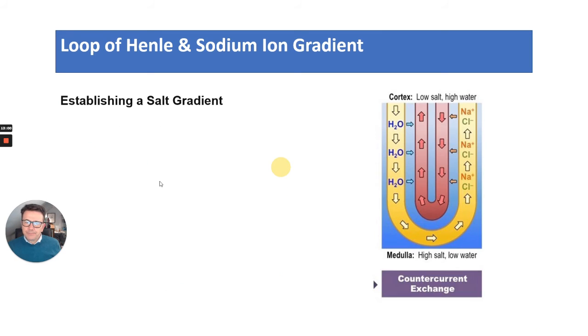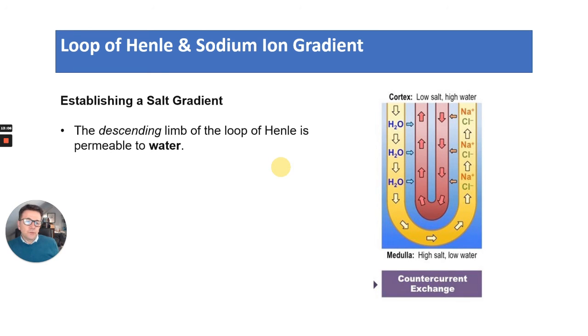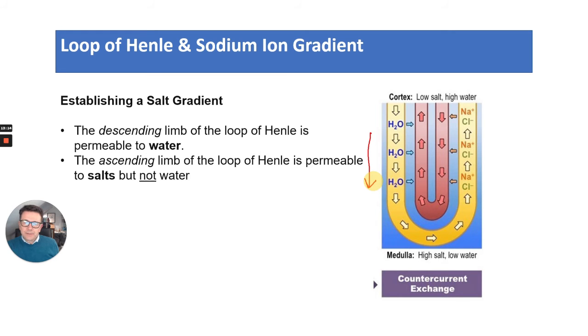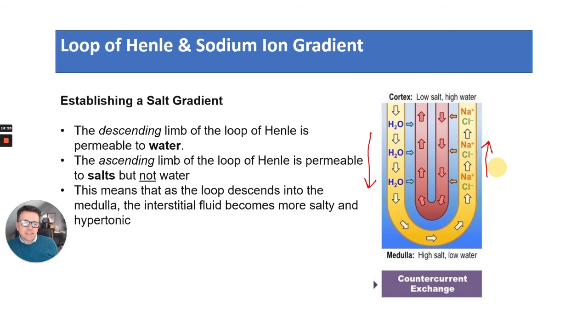So we're going to talk about that now. First of all, establishing a salt gradient. First of all, the descending limb. Just a reminder, the descending limb is permeable to water. The ascending limb of the loop is permeable to salts, but not water. This means that as the loop descends into the medulla, the interstitial fluid becomes more salty and hypertonic. So outside the loop of Henle here, the salt concentrations are increasing.